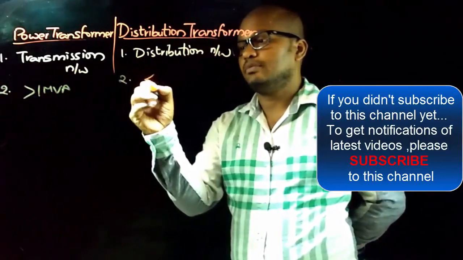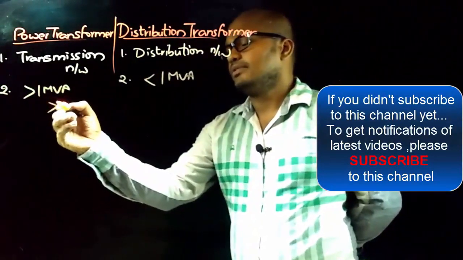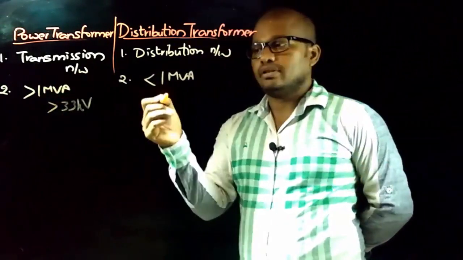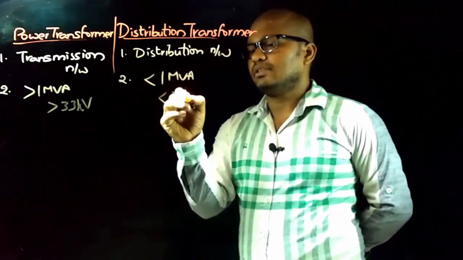Power transformers' rating generally will be greater than 1 MVA and distribution transformers' rating will be less than 1 MVA, and voltage ratings will be greater than 33 kV, whereas in case of distribution transformers voltage ratings will be less than 33 kV.